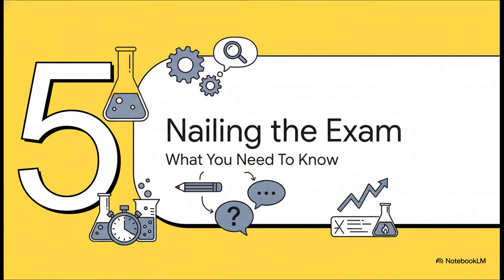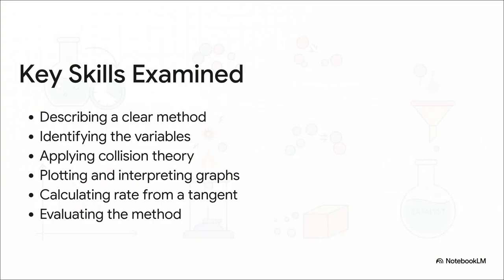Right, let's bring it all home. We've done the practical, you've understood the theory, now let's talk exams. What are the examiners actually going to ask you about this? Okay, here's what the examiners are looking for. It's like a checklist. Can you describe the method clearly? Yep. Can you pick out the independent, dependent, and control variables? For sure. Can you use collision theory to explain why your results are what they are? Absolutely crucial. And of course, can you plot a good graph and read it properly? And for those top grades, can you draw a tangent and calculate the rate? Tick all those boxes and you're golden.